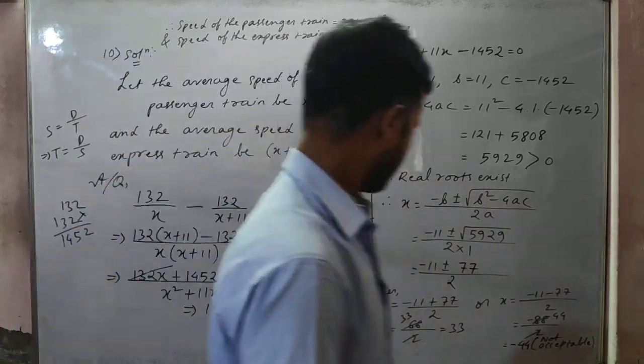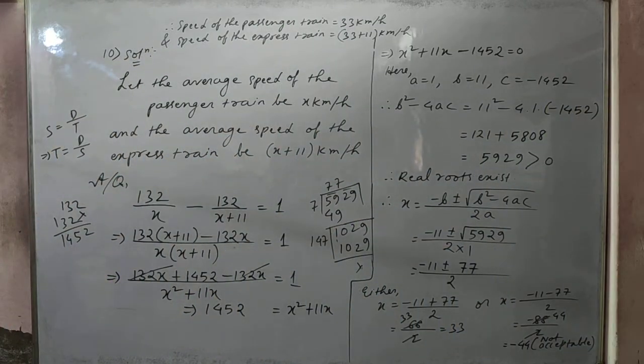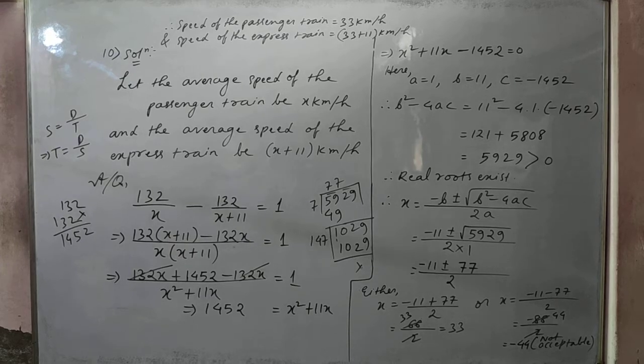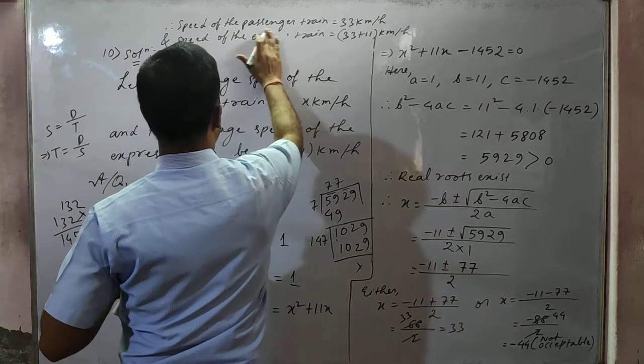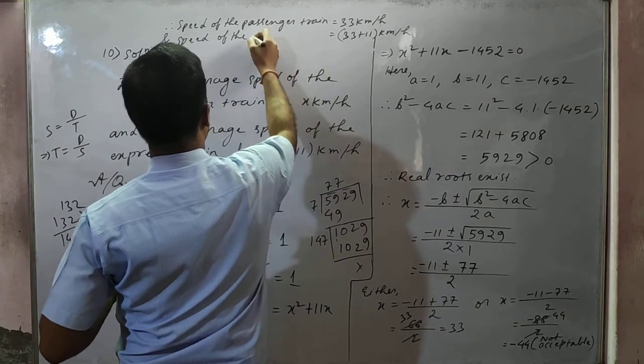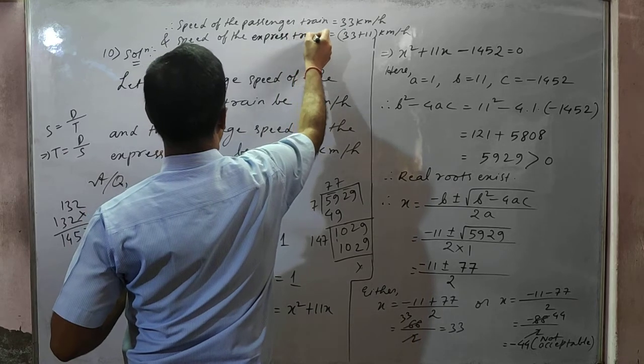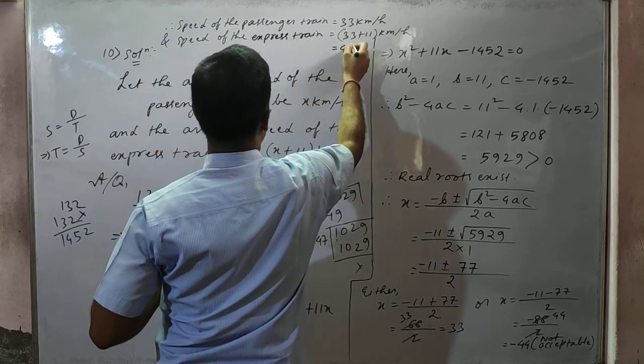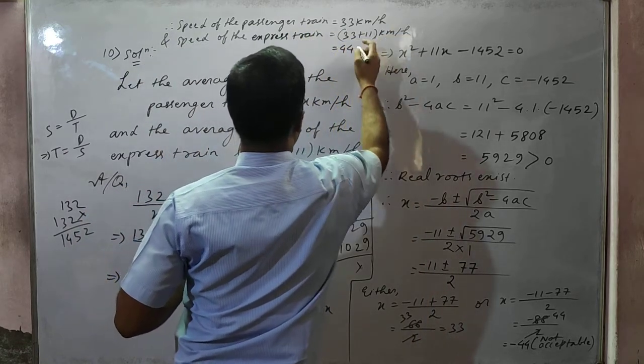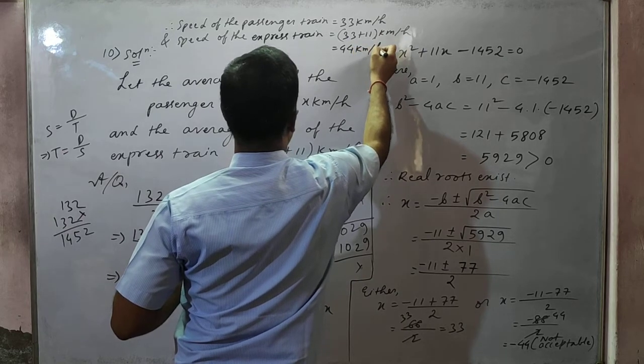Okay, students. So students, this is the express train. Express train, and 33 plus 11, that is 44 km/h.